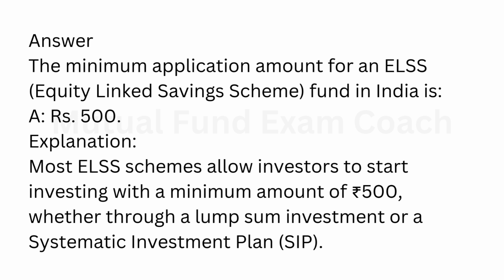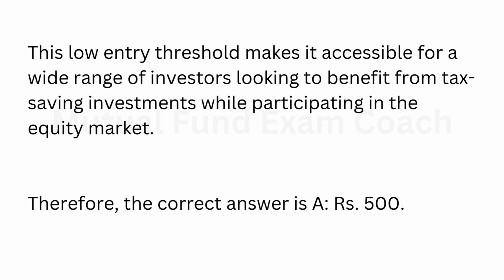500 rupees. Explanation. Most ELSS schemes allow investors to start investing with a minimum amount of 500 rupees, whether through a lump sum investment or a systematic investment plan, SIP. This low entry threshold makes it accessible for a wide range of investors looking to benefit from tax-saving investments while participating in the equity market. Therefore, the correct answer is A. 500 rupees.